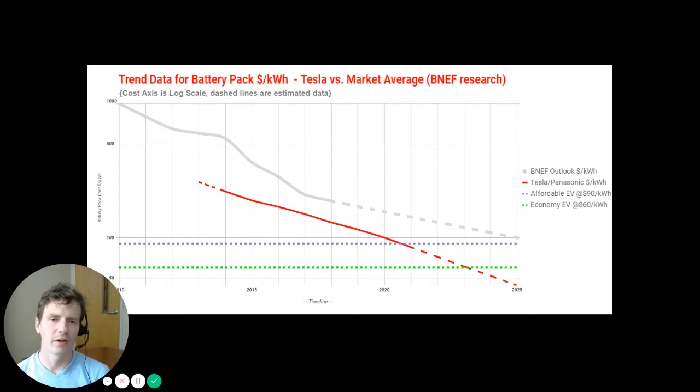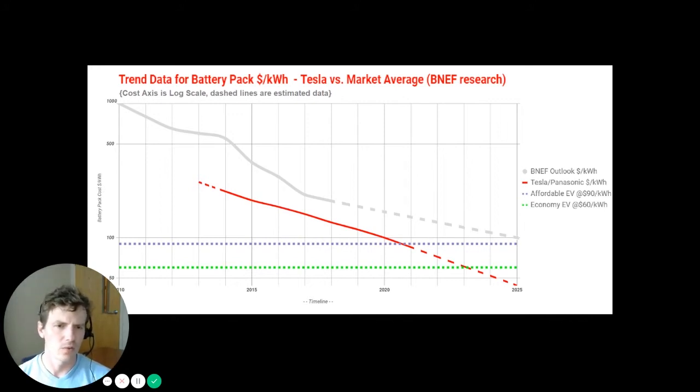This shows similar data that depicts the falling cost of batteries on a dollar per kilowatt hour basis. We see two falling trends here. Gray is the market average in terms of battery prices, and red shows what you could argue would be the market leader in batteries, which would be Tesla and Panasonic. We're also comparing those prices as they decline to two thresholds. The first, in purple, shows the battery prices that would be required to produce affordable electric vehicles, and green would be the battery prices required to produce economy electric vehicles.